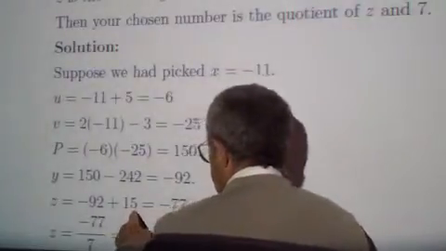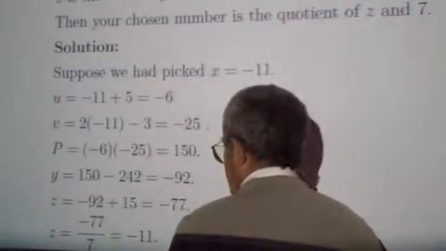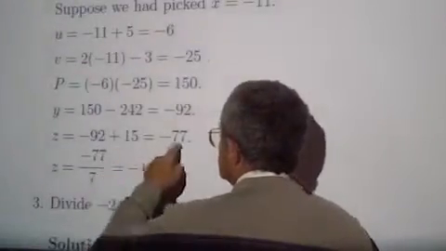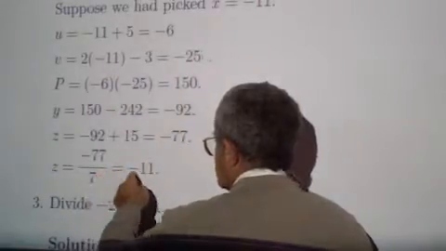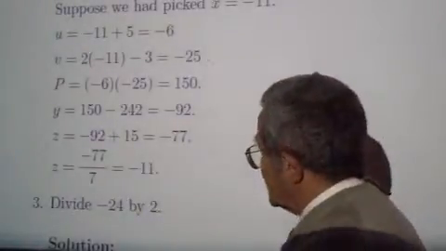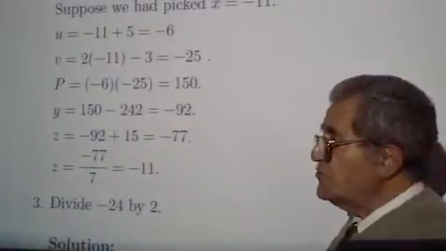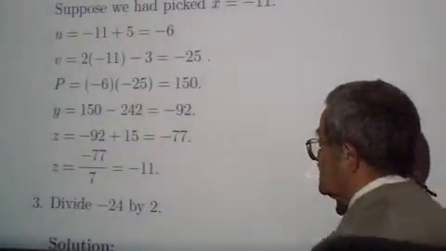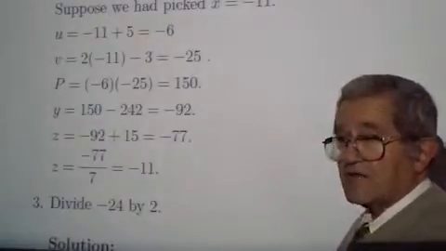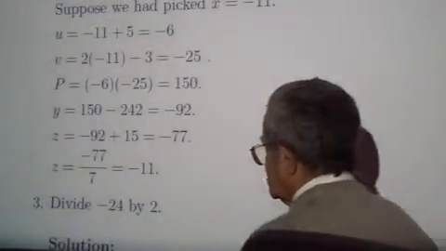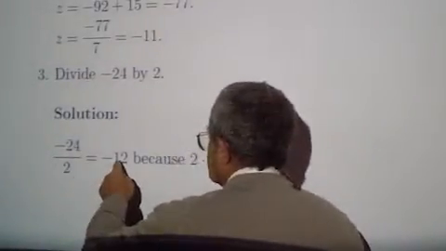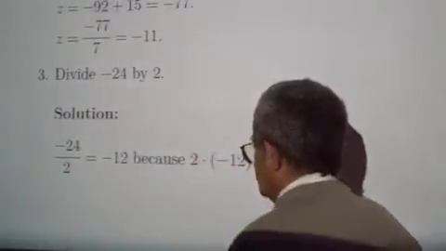Z, you add 15 to the previous y, and your final answer is you divide this number by 7 and you come out with your original negative 11. Isn't it interesting that you get your original number back? When you worked with the numbers you picked, did you get the number back that you started with? You should have. If not, go back and redo it. Divide negative 24 by 2, that's negative 12, because 2 times negative 12 is negative 24.